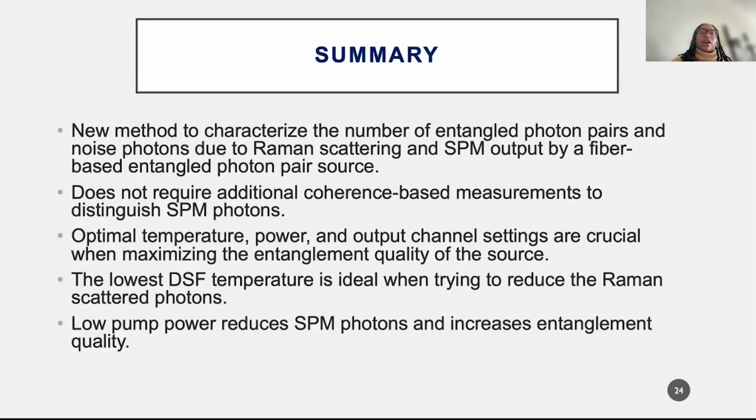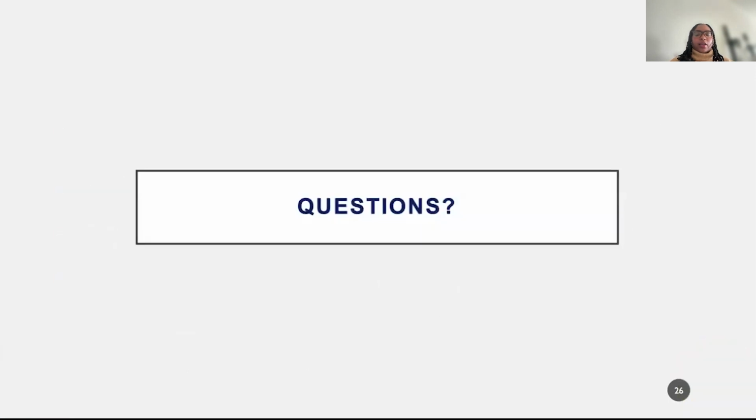Optimal temperature settings are required for the best entanglement quality when using the EPS. And we saw that lowering the DSF does in fact reduce the Raman scattered photons, and low pump power reduces the self-phase modulation photons to increase the entanglement quality as well. And any questions, I'll be happy to answer. Thank you.